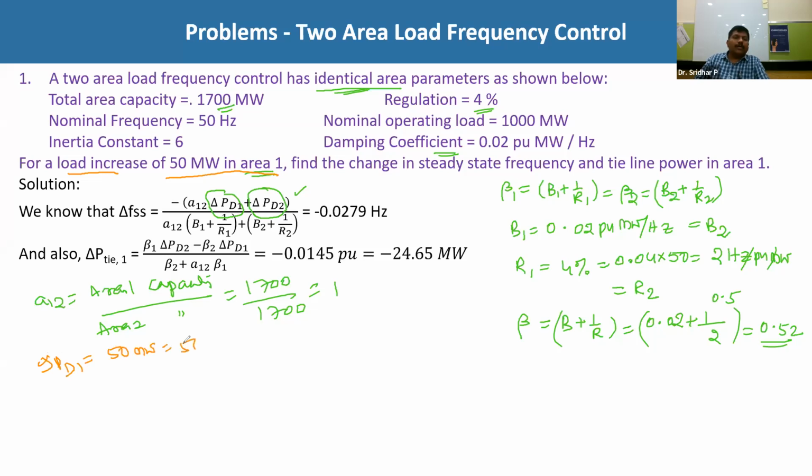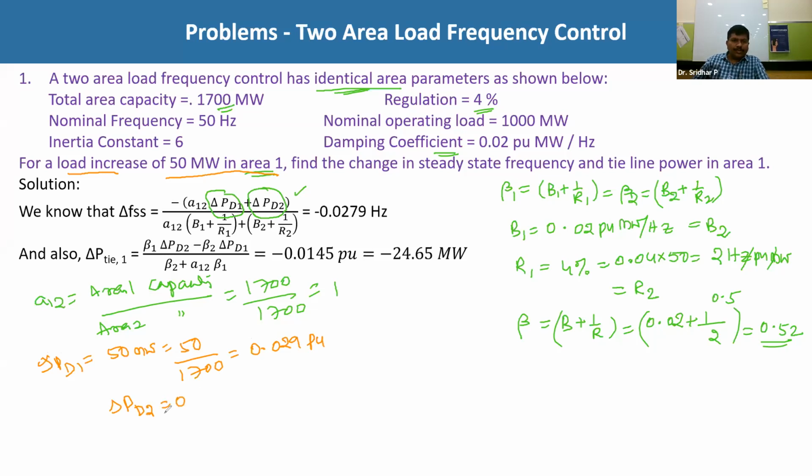You have to convert this into per unit. Divided by the capacity, it is 50 by 1700 megawatt. So this may be some 0.029 per unit. This is delta PD1. Delta PD2 is straight away 0.